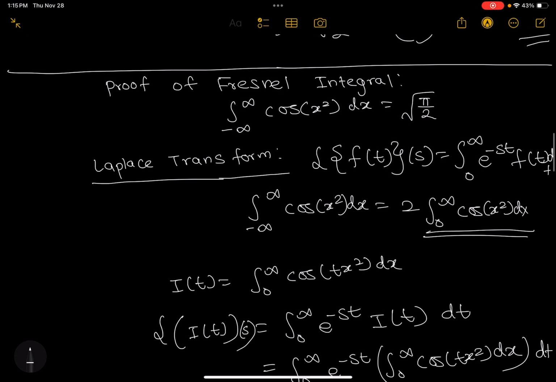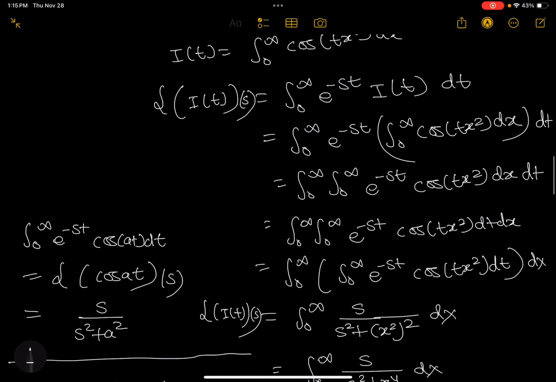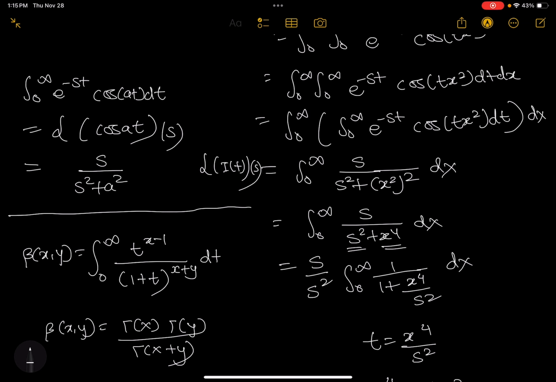To find the Fresnel integral, we first defined I of t as the integral from 0 to infinity of cos of t x square, and then took the Laplace transform, and found that we already knew the Laplace transform. You might have seen that I just used this result. This is again not that hard to prove. You can use the fact that cos of t is the real part of e to the power it, and then use the Laplace transform of e to the power it, which can be easily evaluated from the integral definition itself. You can get this result.